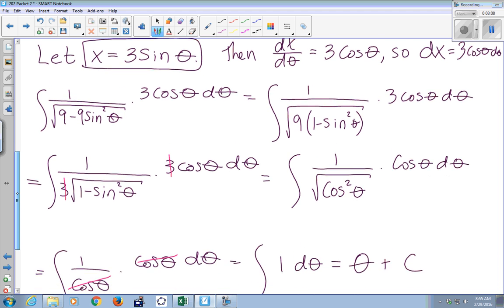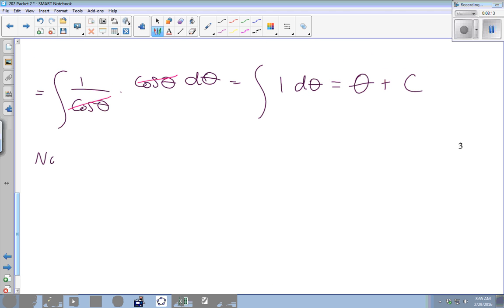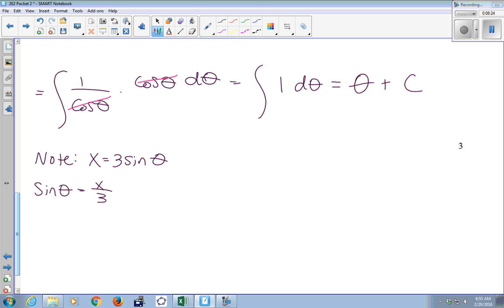So I'll write that down. X equals 3 sine theta. So I'm just going to solve for theta here. First divide by 3. So sine theta is x over 3. Then to get theta by itself, take the inverse sine of both sides, also known as the arc sine. So you get theta is the arc sine of x over 3. So then we put that back over here. So my final integral is arc sine x over 3 plus c.